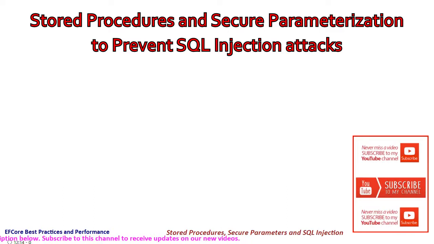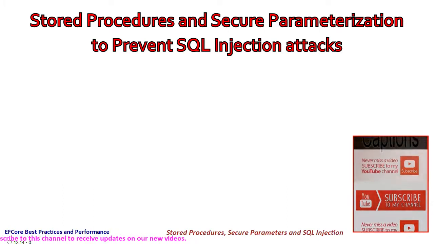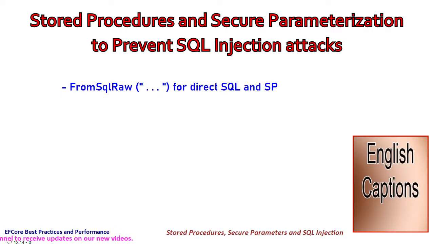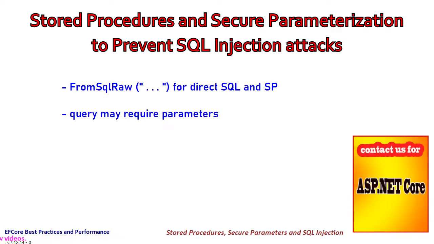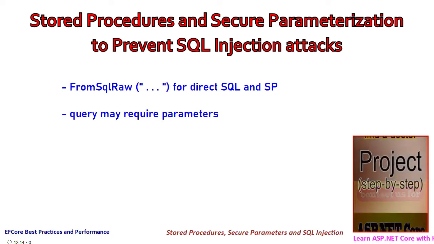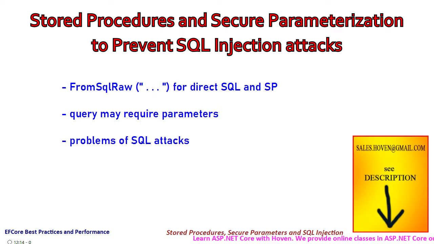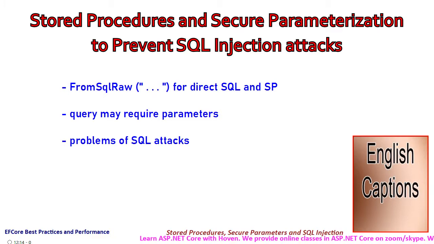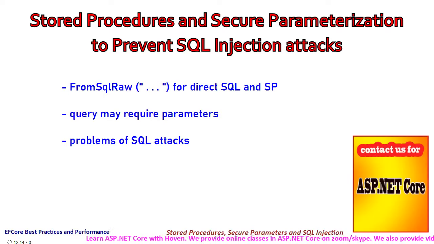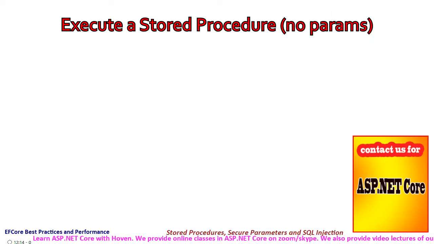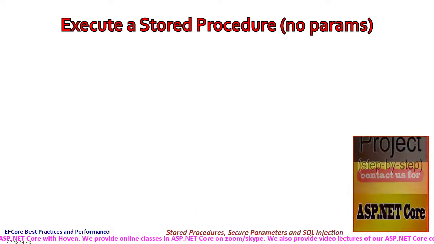Raw SQL queries and stored procedures can be executed with the FromSqlRaw extension. It is very common that these queries and procedures require parameters on the basis of values entered by a user. User-provided parameters are often a source of SQL injection attacks, and in this tutorial, we learn how to pass parameters in a safe manner. First, let's learn briefly about why stored procedures are used.